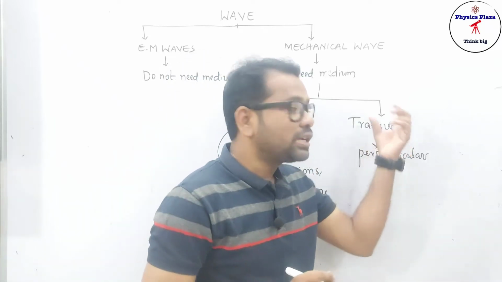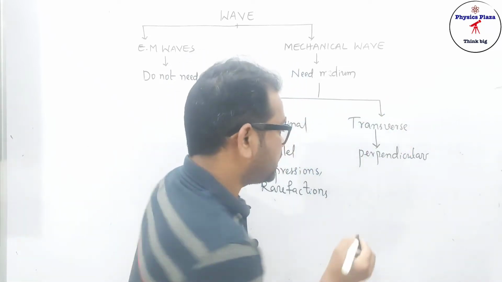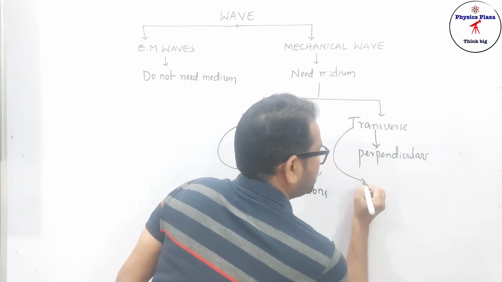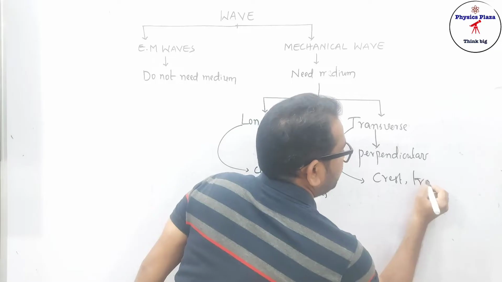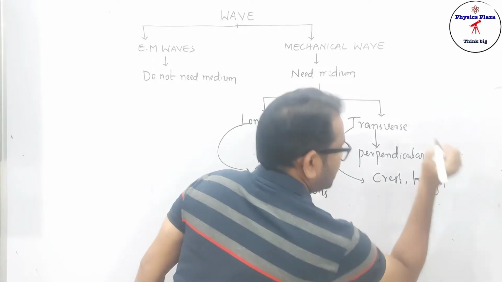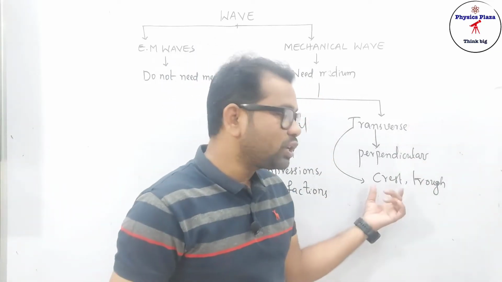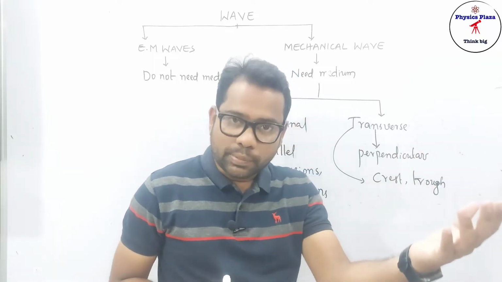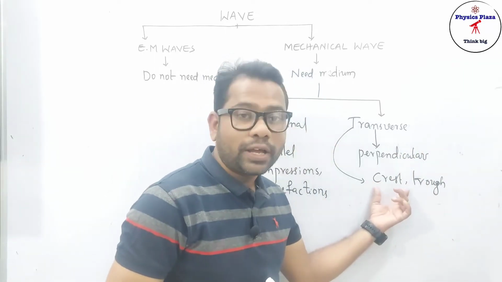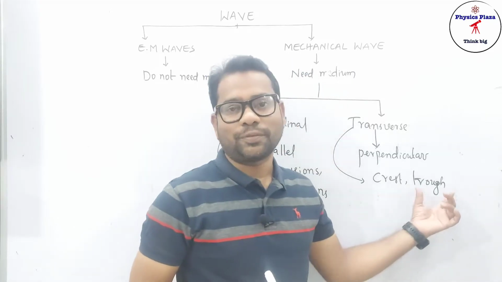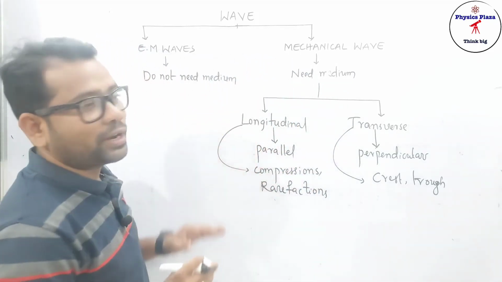Come to the transverse wave. During the propagation of a transverse wave, children, what happens here? Crests and troughs are formed. What is a crest, children? It is a point of maximum displacement. A trough is also a point of maximum displacement, but a crest is in the upward direction and a trough is in the downward direction. Okay, children, so this is in a simple manner about this.